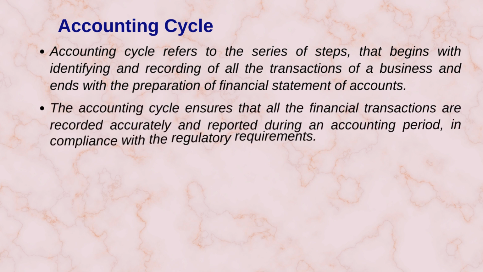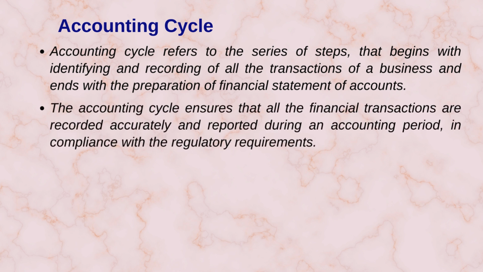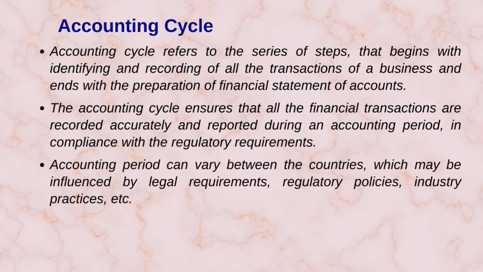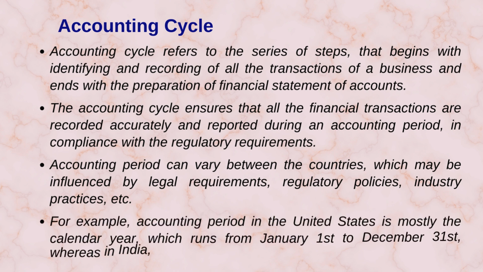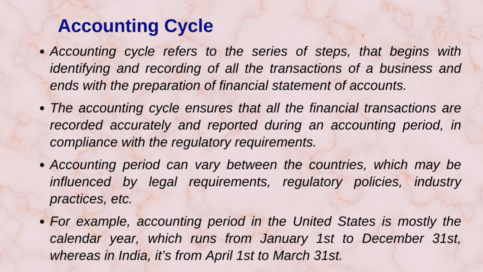ensures that all the financial transactions are recorded accurately and reported during an accounting period in compliance with the regulatory requirements. Accounting period can vary between the countries, which may be influenced by legal requirements, regulatory policies, industry practices, etc. For example, accounting period in the United States is mostly the calendar year, which runs from January 1st to December 31st, whereas in India, it's from April 1st to March 31st.